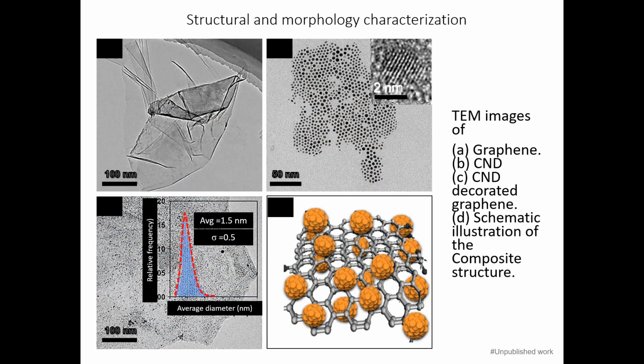Then we also did the structural morphology characterization. As I told before, this is the graphene and this is the carbon nanodot, and from that we also made a combination of these two, which is carbon nanodot supported on the graphene structure. This is a hybrid material which is mostly utilized in sensing, electrochemical capacitance, etc.